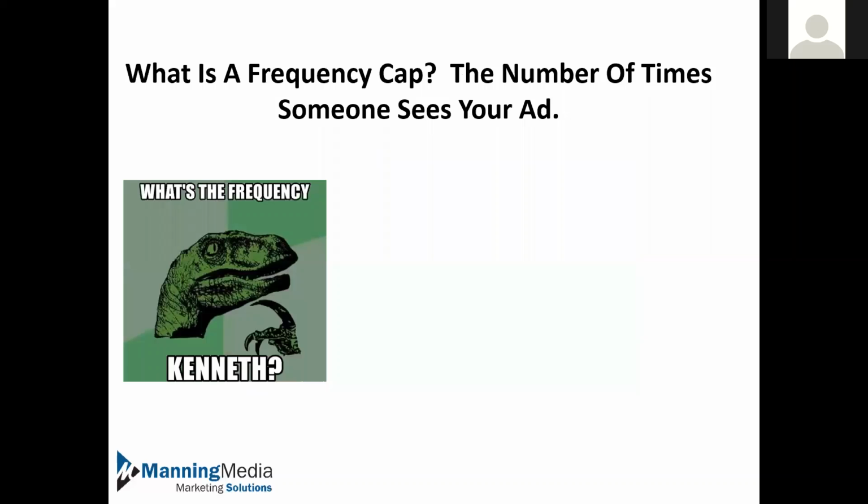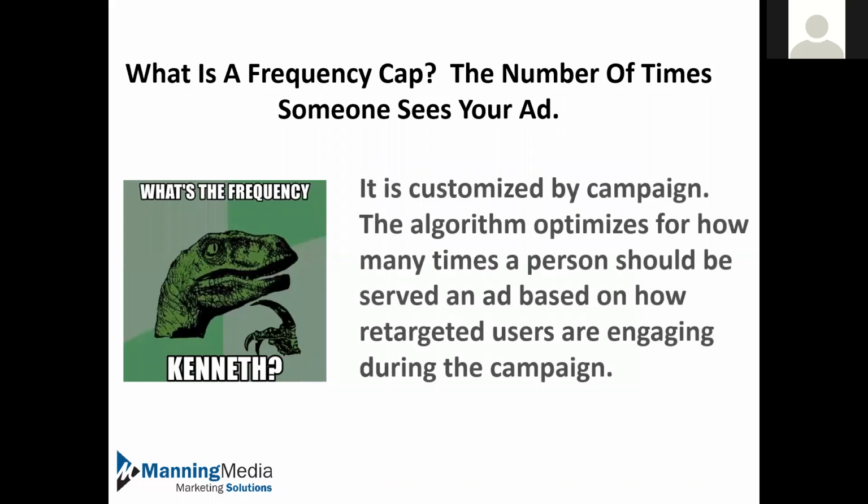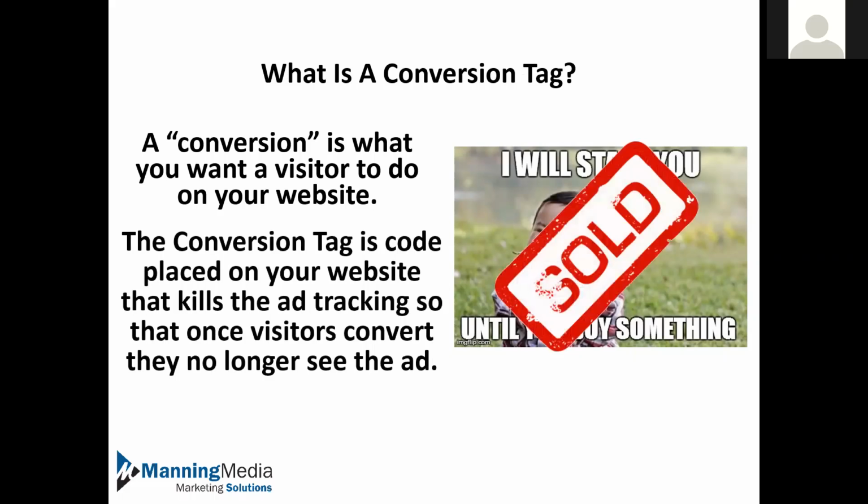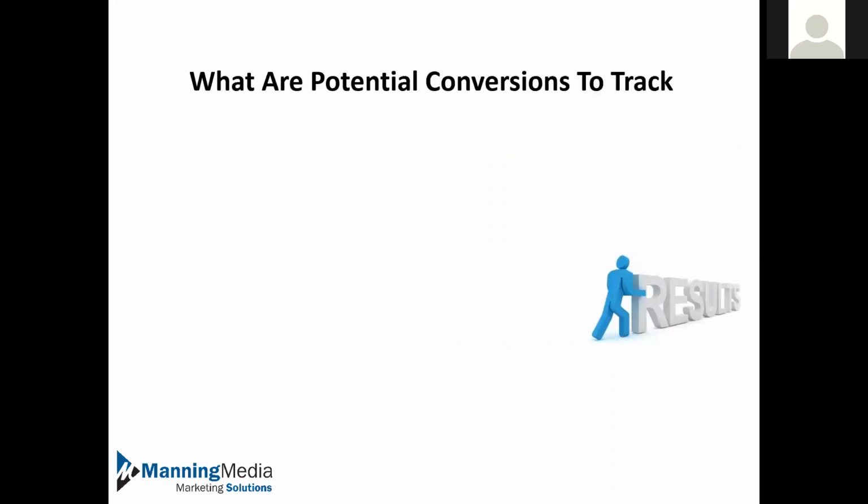A frequency cap is the number of times that someone is actually going to see your ad. It's customized by campaign, and it's an algorithm that's going to optimize for how many times a person should be served an ad based on the retargeted user and how they're engaging with your campaign. For some folks, they may be retargeted more times than others. A conversion tag, again, is getting people to do what you want them to do on your website. The conversion tag is a code that's placed on your website that will stop that ad tracking so that once your visitor converts, they no longer see the ad. Once they've done what you asked them to do, they're not going to be continuously retargeted with an ad.